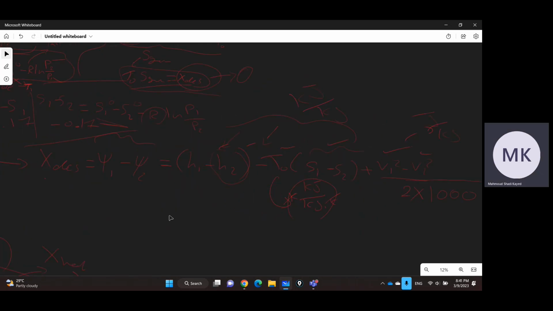So you will get the Exergy destroyed exactly as the first method. So you can pick whatever you find better.